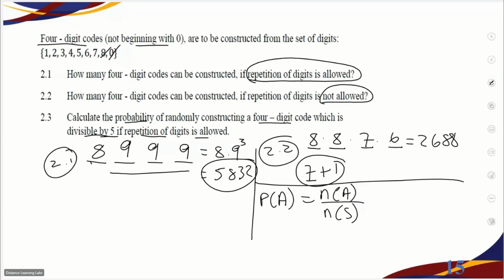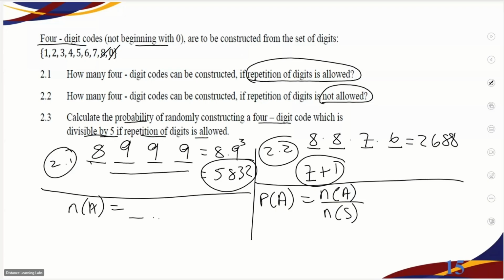But we are now left with finding the number of possible outcomes. Remember, we are creating a 4-digit code: 1, 2, 3, 4, not beginning with 0. A code that is divisible by 5. Remember, divisible by 5 restricts the last position. Which numbers must occupy that for a code to be divisible by 5? It is only 0 and 5, meaning there are only 2 numbers that are going to compete for that position, which is 0 and 5.